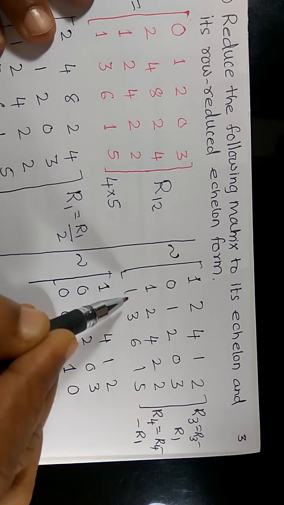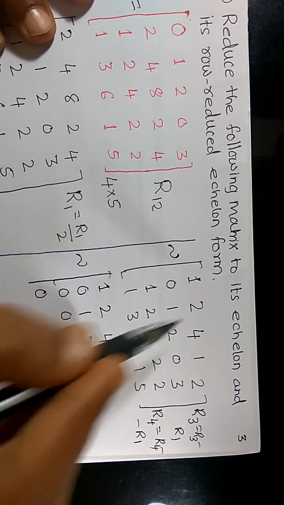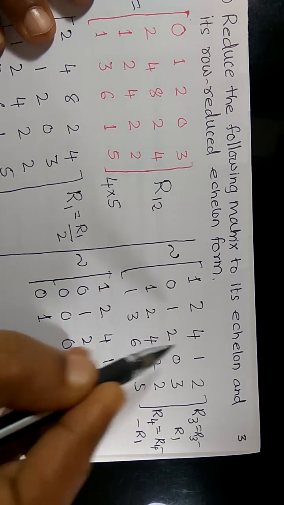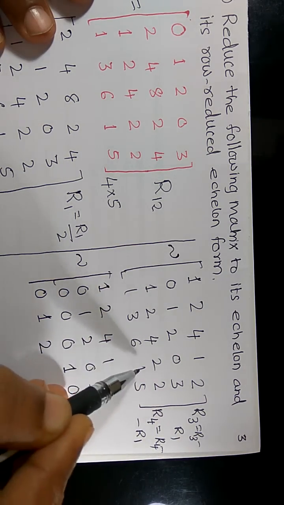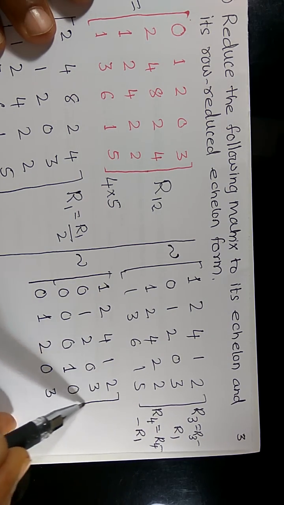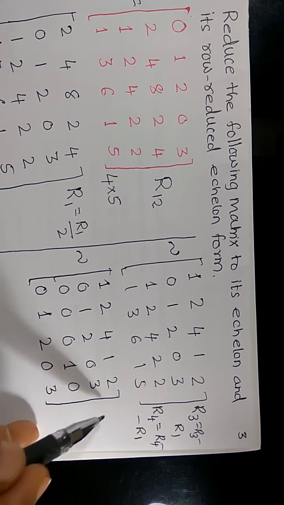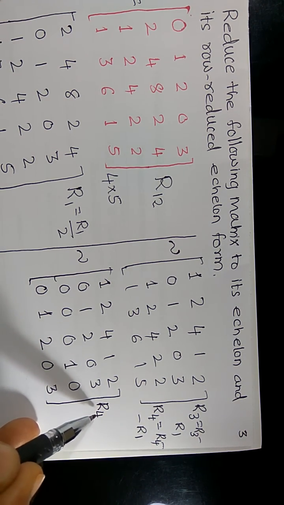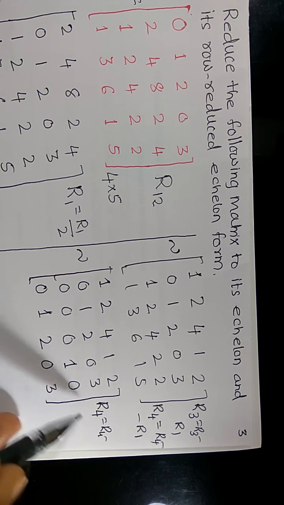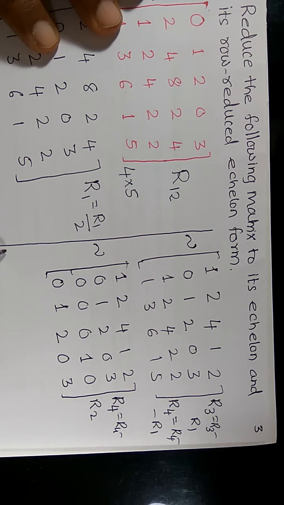Right? R4 minus R1: 1 minus 1, 0. 3 minus 2, 1. 6 minus 4, 2. 1 minus 1, 0. 5 minus 2, 3. So you will get a new matrix. Right? So one more operation is R4 is equal to R4 minus R2: 1 minus 1, 2 minus 2, 3 minus 3.